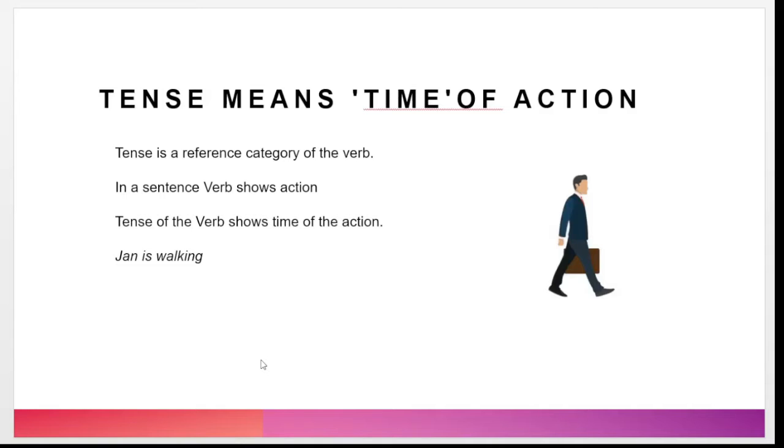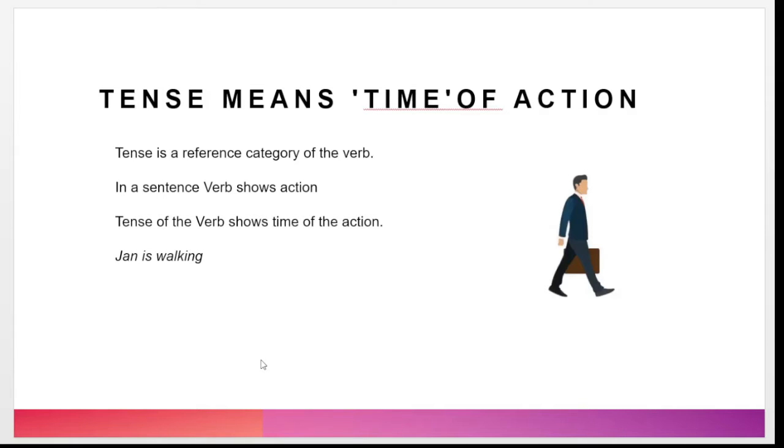So what is tense? Now we know that every sentence contains a verb, and verb usually denotes action, and tense is a function of the verb, and tense of the verb shows the time in which this action, which means the action that the verb does, takes place. So it shows the time in which the action took place. For example, look at that figure.